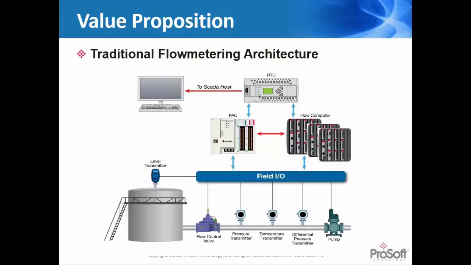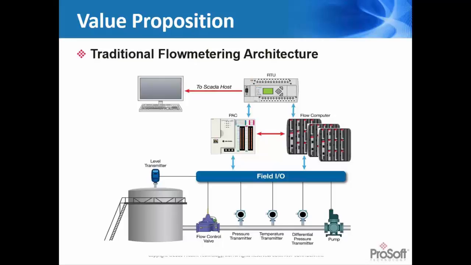Traditionally, to measure hydrocarbon fluids, we need to have a flow computer. And depending on the number of streams and number of meters that we need to monitor, we might have to have more than one flow computer. The flow computer takes in field I/O, which are your pressure readings and temperature readings and so on, calculates the volume as well as the mass of hydrocarbon being transferred across the pipe, and sends that data over to a PLC, or a programmable automation controller, or PAC. The PAC makes decisions on how much to throttle the flow control valve, whether or not to run the pump, and so on. Those are the automation functions of a flow metering system.